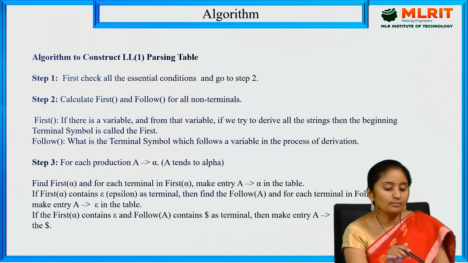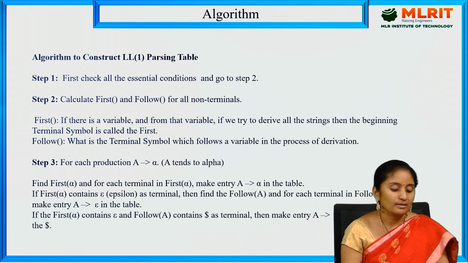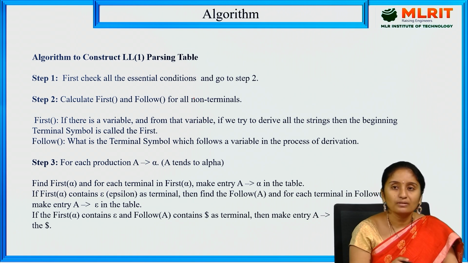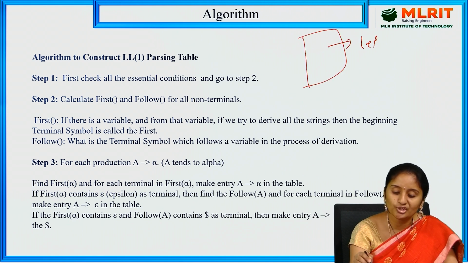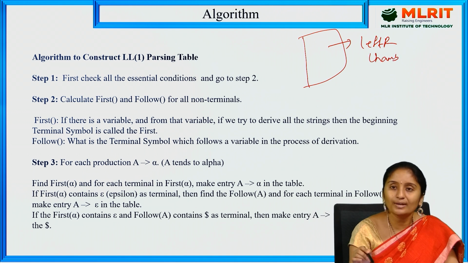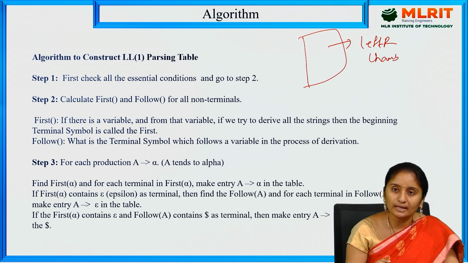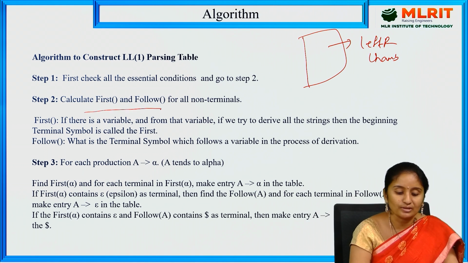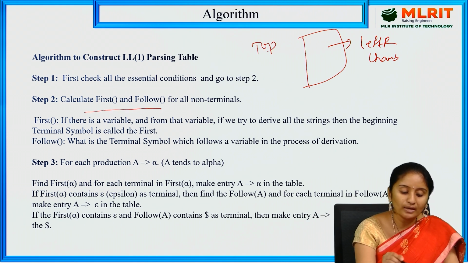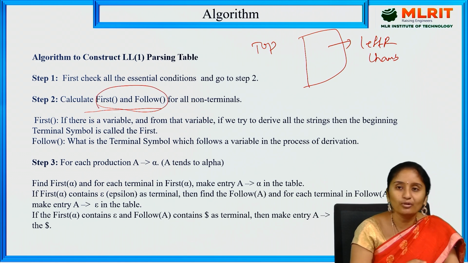Now the algorithm to construct the LL(1) parsing table. First, we check all the conditions. The given grammar should be free from left recursion and should be unambiguous. If the conditions are satisfied, then in the top-down parser we calculate the first and follow functions.